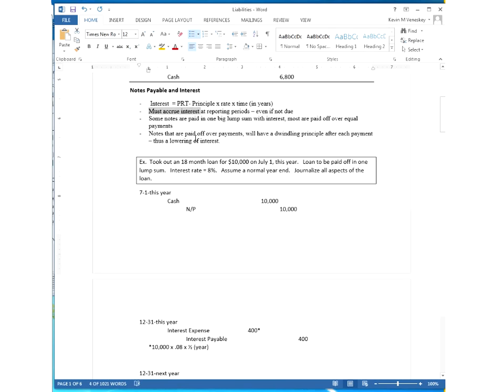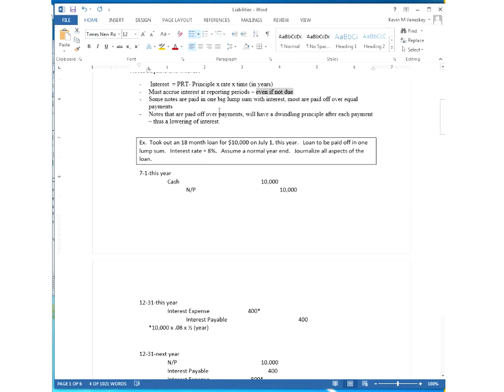Another thing we have to do in accrual accounting is accrue our interest at the end of every reporting period. So if we have a reporting period at the end of the year, even though there isn't any interest due yet, I don't have to pay anything at the end of the year, I still have to show that I owe it. And that's one of the things we're going to do in our example. Some notes are paid all at once. So you take out a loan, and then at a set time in the not too distant future, you're going to pay it all off, including interest. And then probably more realistic, in most of your loans, you're going to pay them off over time, in a monthly payment.